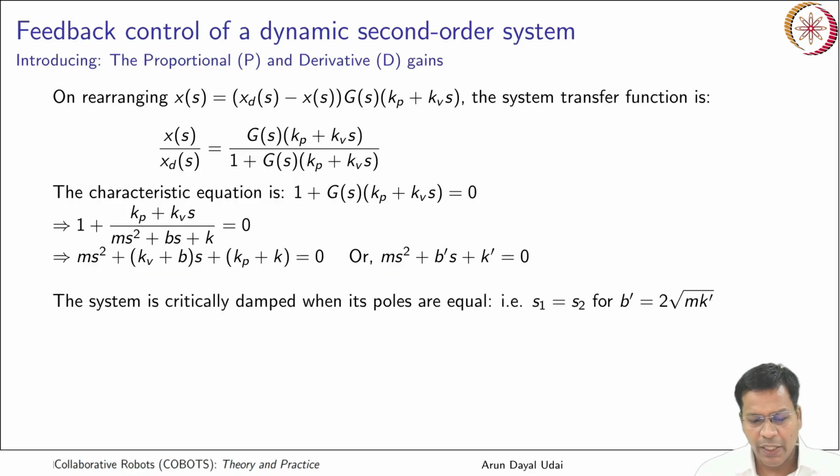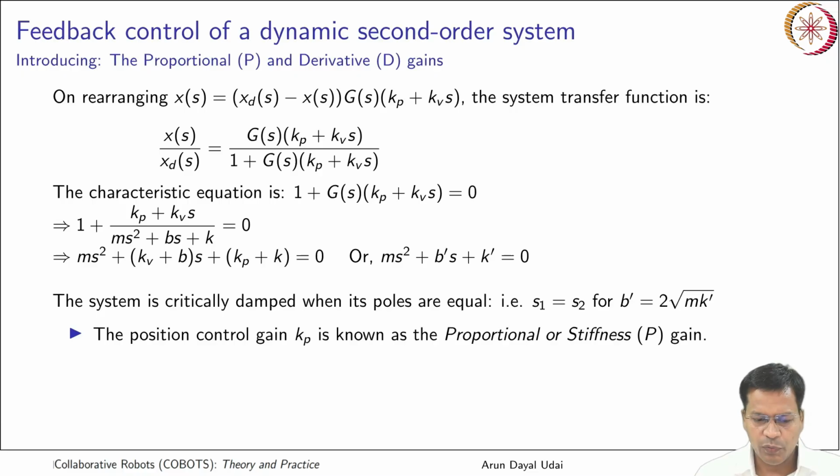The system can now be critically damped when the poles are equal. You know that through your earlier knowledge, we have discussed it in earlier lectures. This is a second order system, so it has two roots, s1 equal to s2, and that is the case when b dash is equal to 2 root m k dash. So you can put those values here.